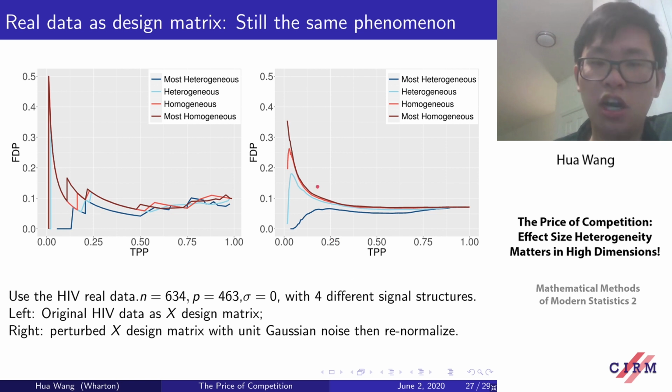And if you perturb the original HIV data by random Gaussian noise and then renormalize it, you will have some smooth curve, and you will still observe the same structure, even though there are some irregular peaks here. But the structure is very clear. Still, the most heterogeneous is the most desirable one.